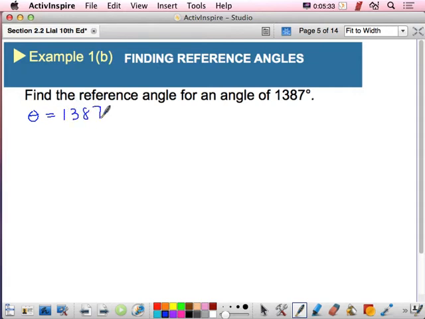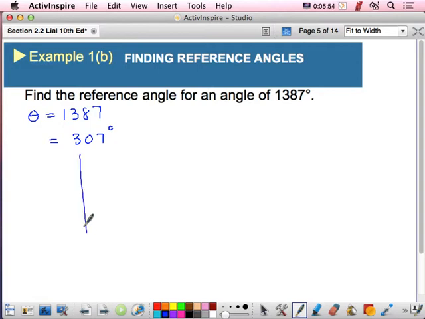We start subtracting 360 off of there, and we bring it down to 307 degrees. Now that's not your reference angle. That's a coterminal angle. The reference angle is how far it is from 307 degrees to the nearest x-axis measure.